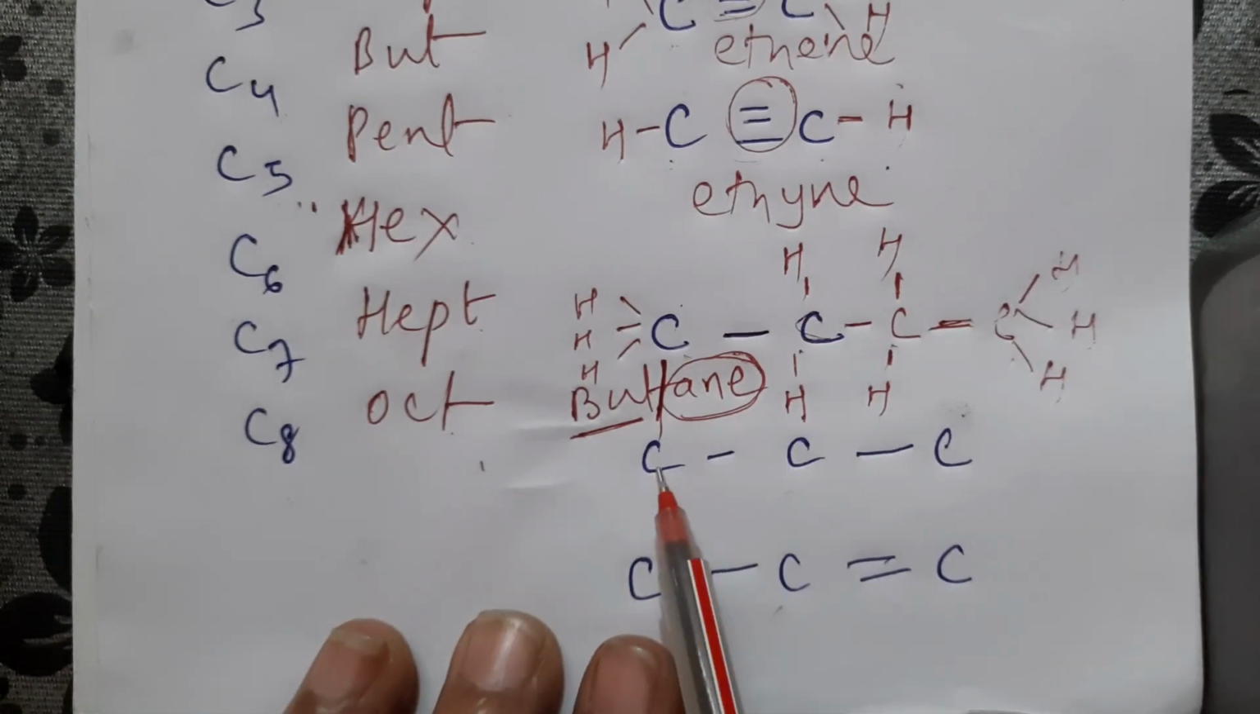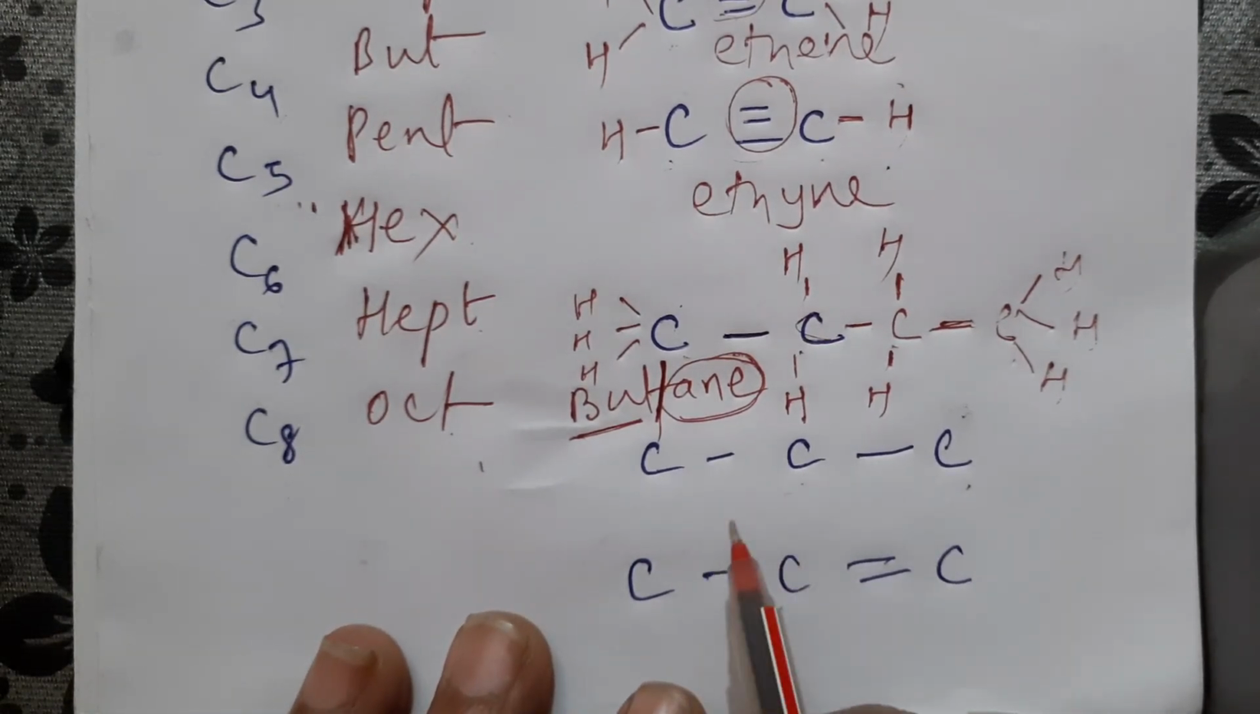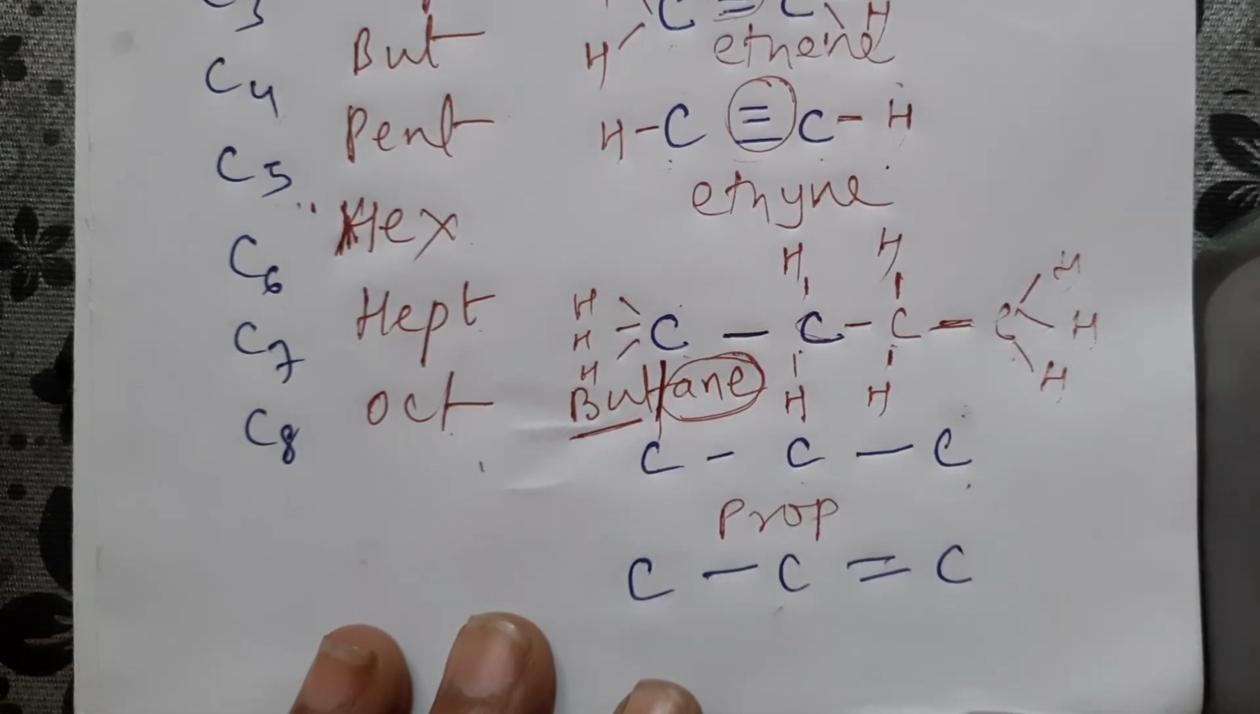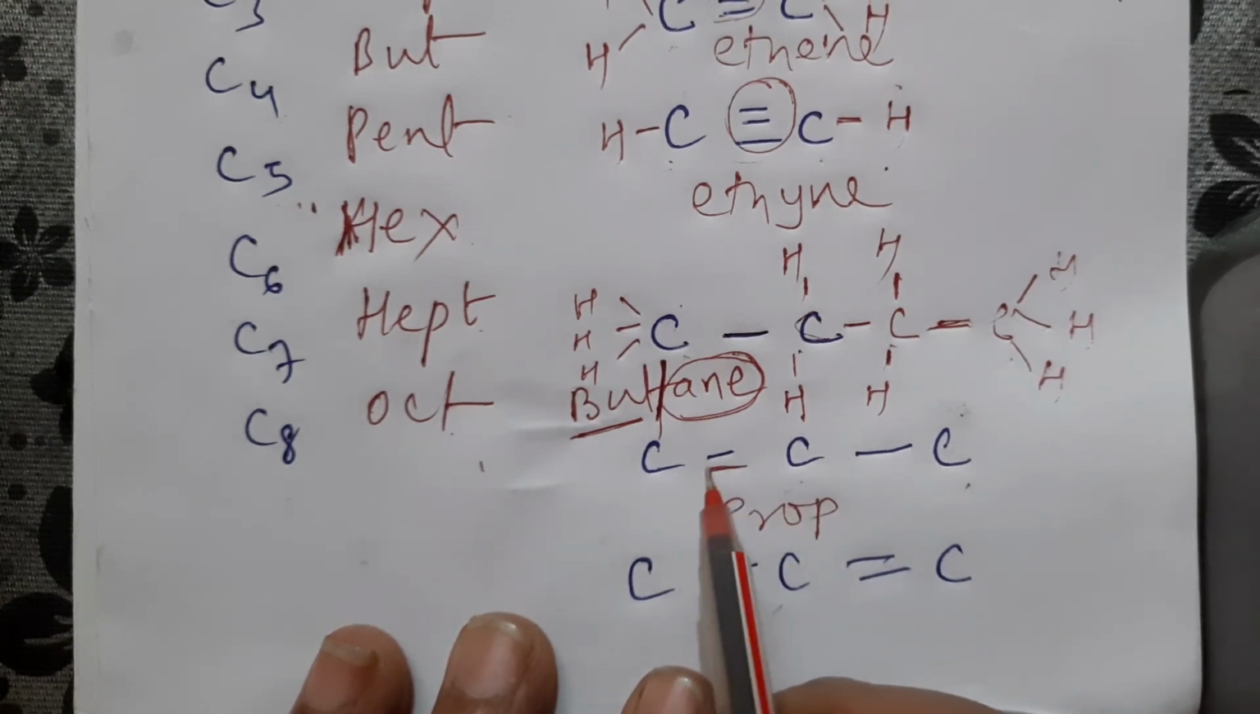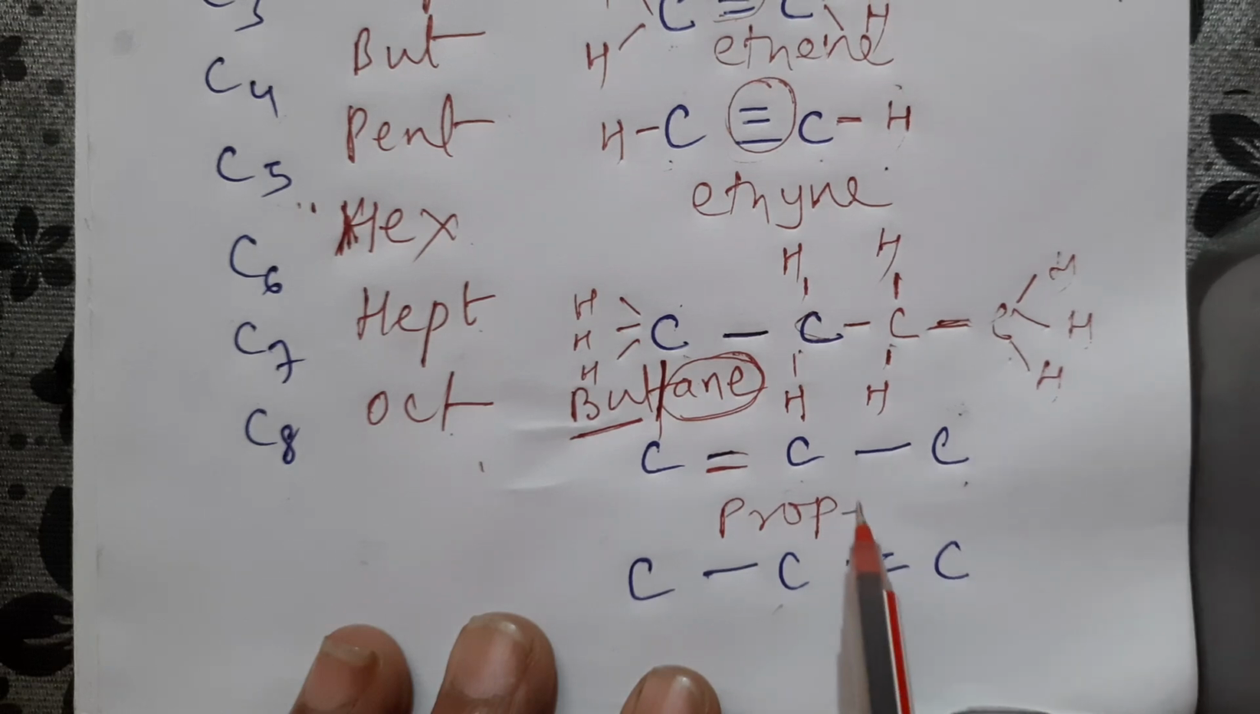Now here 3 carbons are there. So the name is prop as per prefix counting. Now here, if suppose a double bond is there, we'll call it ene.